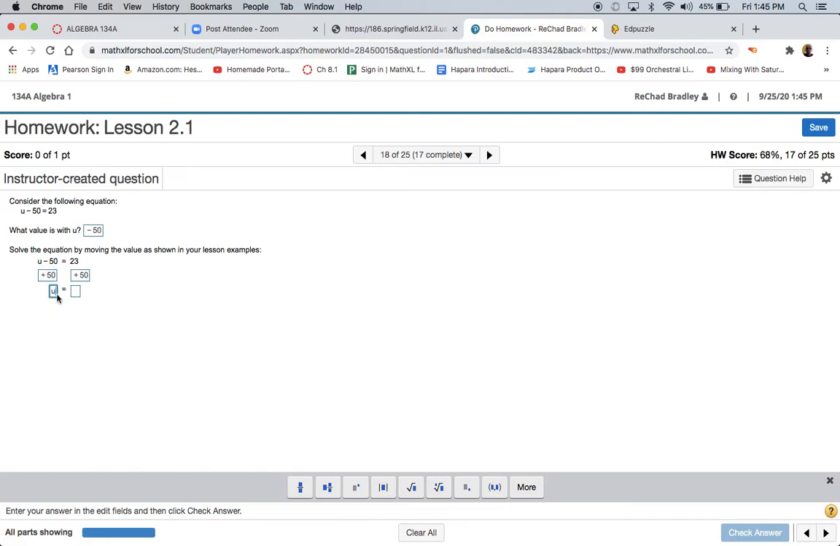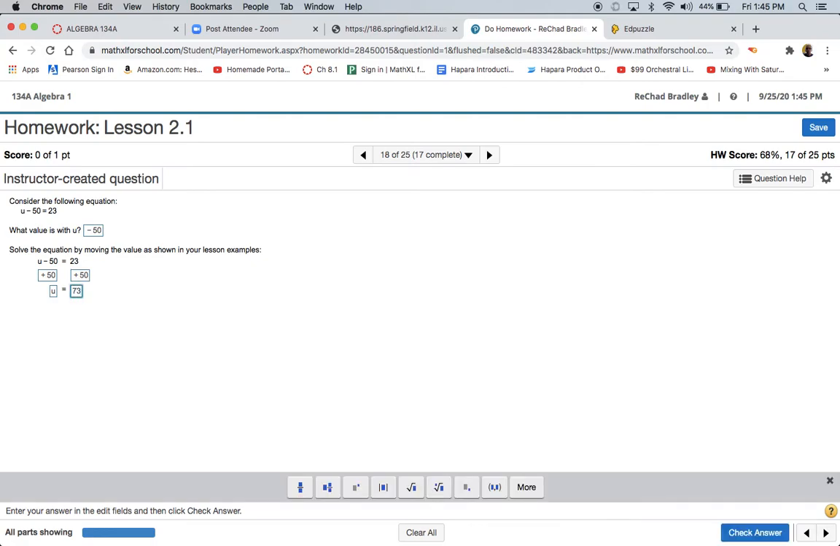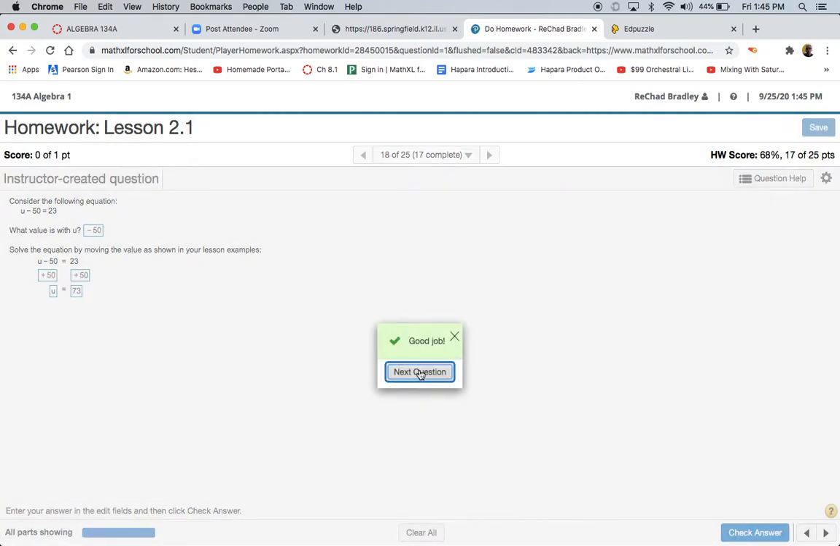The u comes down. 23 plus 50 is, if you don't know what it is, remember there's a calculator over here. I'll just use it just to show you. 73. And there you go.